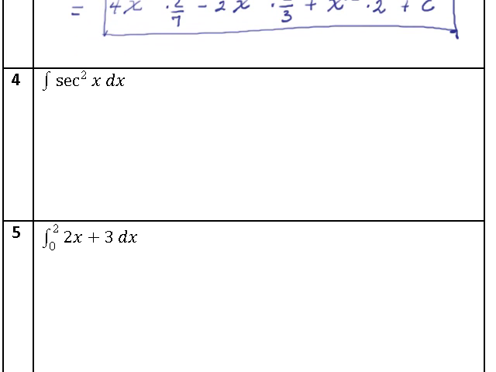All right, in number 4, okay, here we're not going to apply the power rule. This is the derivative, we recognize that this is the derivative of tangent. So the integral of secant squared x is tangent x plus c.